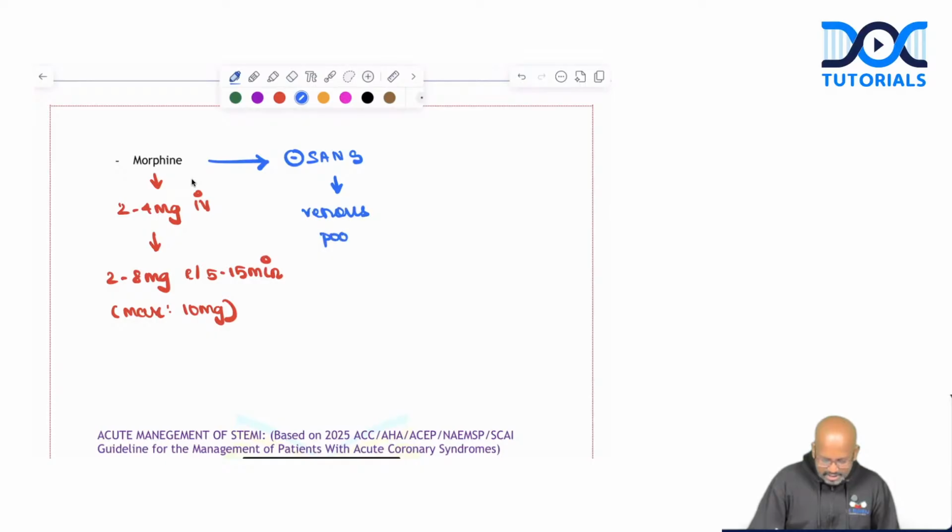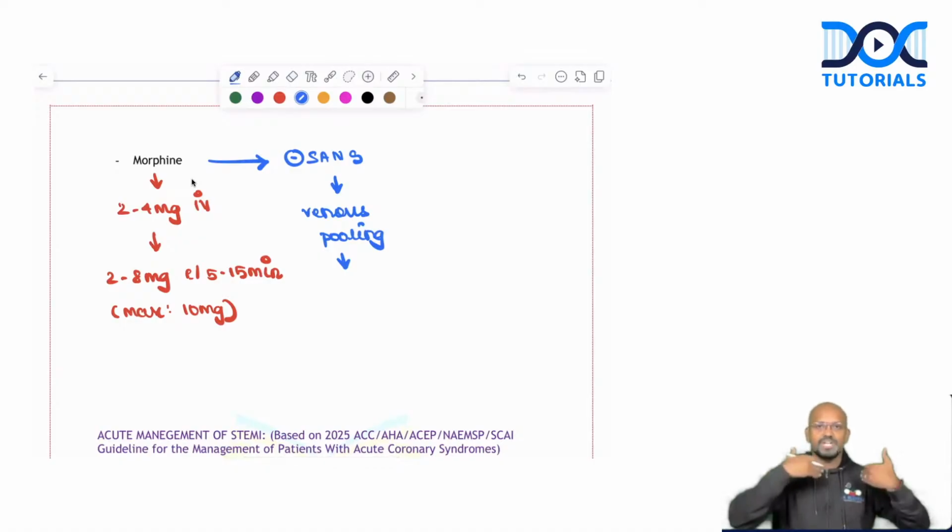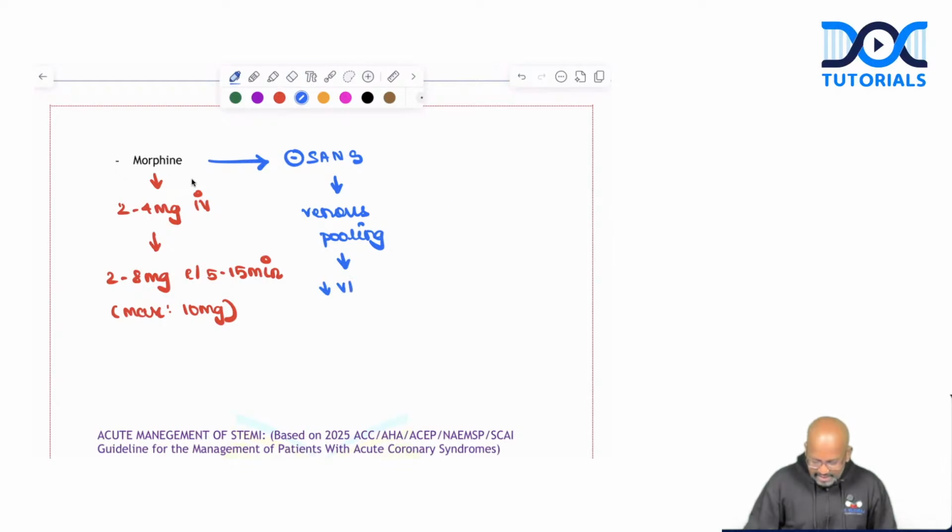The venous blood is going to be pooled up in the periphery. Whenever there is venous pooling in the periphery, what do you expect? The venous return to the heart is also going to be decreased. So because of the decreased venous return, there will be decreased cardiac output and decreased blood pressure.